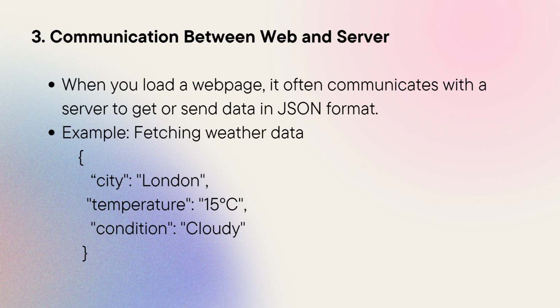The next one is communication between the web and the server. In this example, we are talking about a weather app and how the web page communicates with the server. Suppose we enter the city as London, the data that would be returned is the temperature and the condition. So this is basically for a weather app. It is fetching data after we enter which city we want to know the temperature about, and it is providing the temperature and the condition.